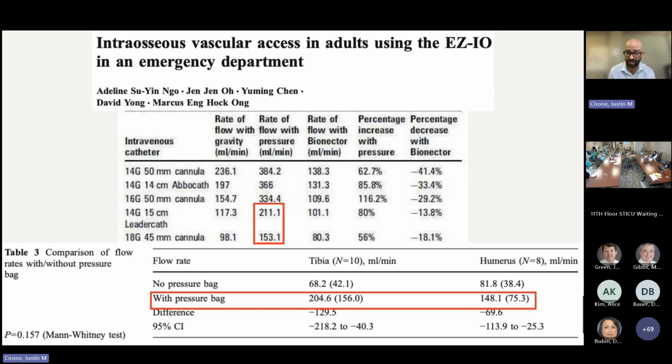This is a pretty significant line. I mean, we're talking 200 or 150 cc's a minute on a pressure bag to be able to get into an individual. And my personal recommendation would be to significantly favor the humeral line over the tibial line, for several reasons.